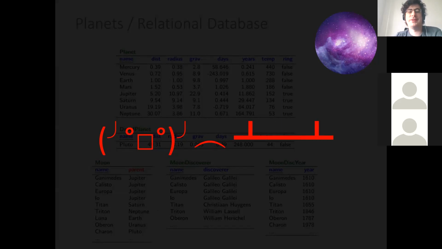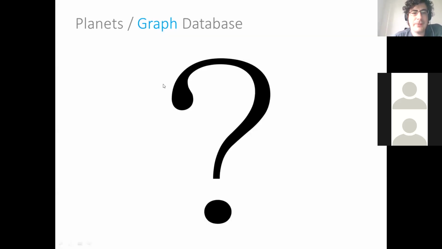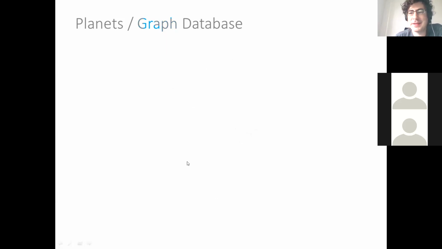It's not feasible, maybe, to define a schema up front, a relational schema in terms of these are my tables, these are the columns of those tables, these are the primary keys, these are the foreign keys. It's difficult because we don't know at the start what we're going to store. If we compare this with something like a graph database, we're going to do something similar about modeling planets, but this time in a graph model.